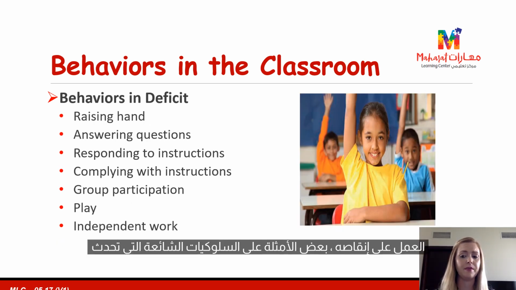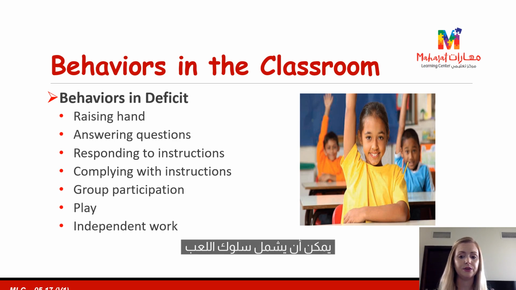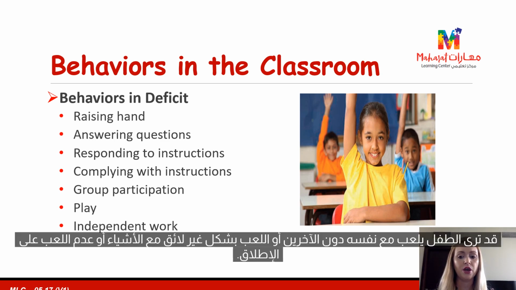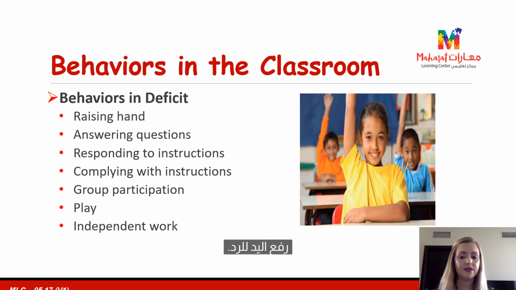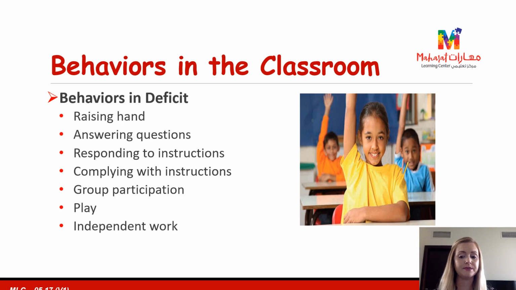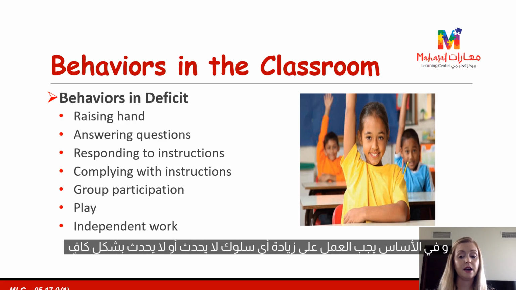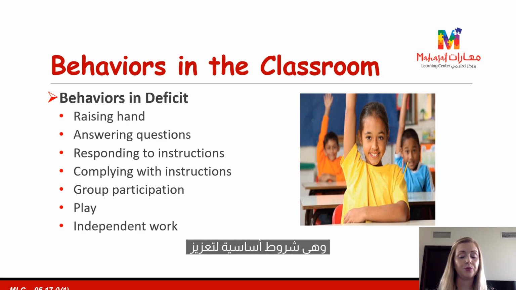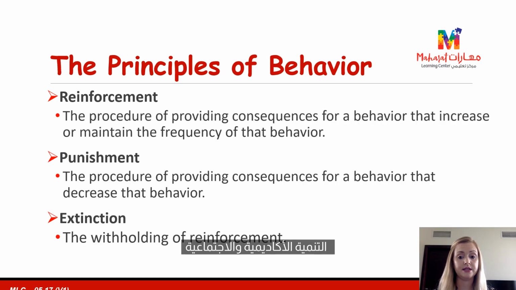Some examples of common behaviors that occur in the classroom settings that don't occur frequently enough may include play behaviors. You may see that the child is playing by themselves rather than with others, or playing inappropriately with objects, or not playing at all. Raising their hand, giving a response when asked a question, responding to and complying with an instruction, participating in group activities, or doing work by themselves are also things that may not be occurring enough. Basically, any behavior that's not occurring or not occurring enough that are prerequisites to further academic and social development should be worked on to be increased.